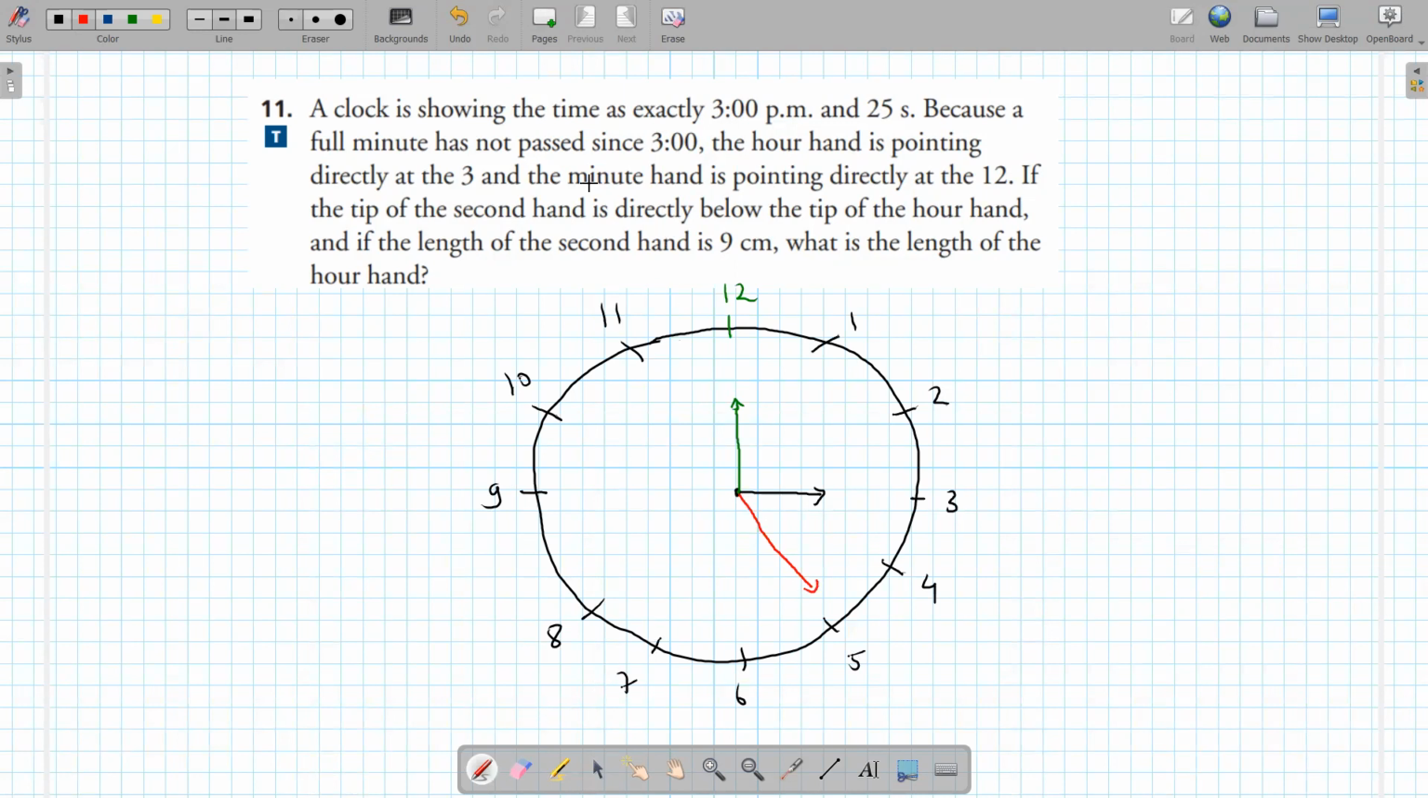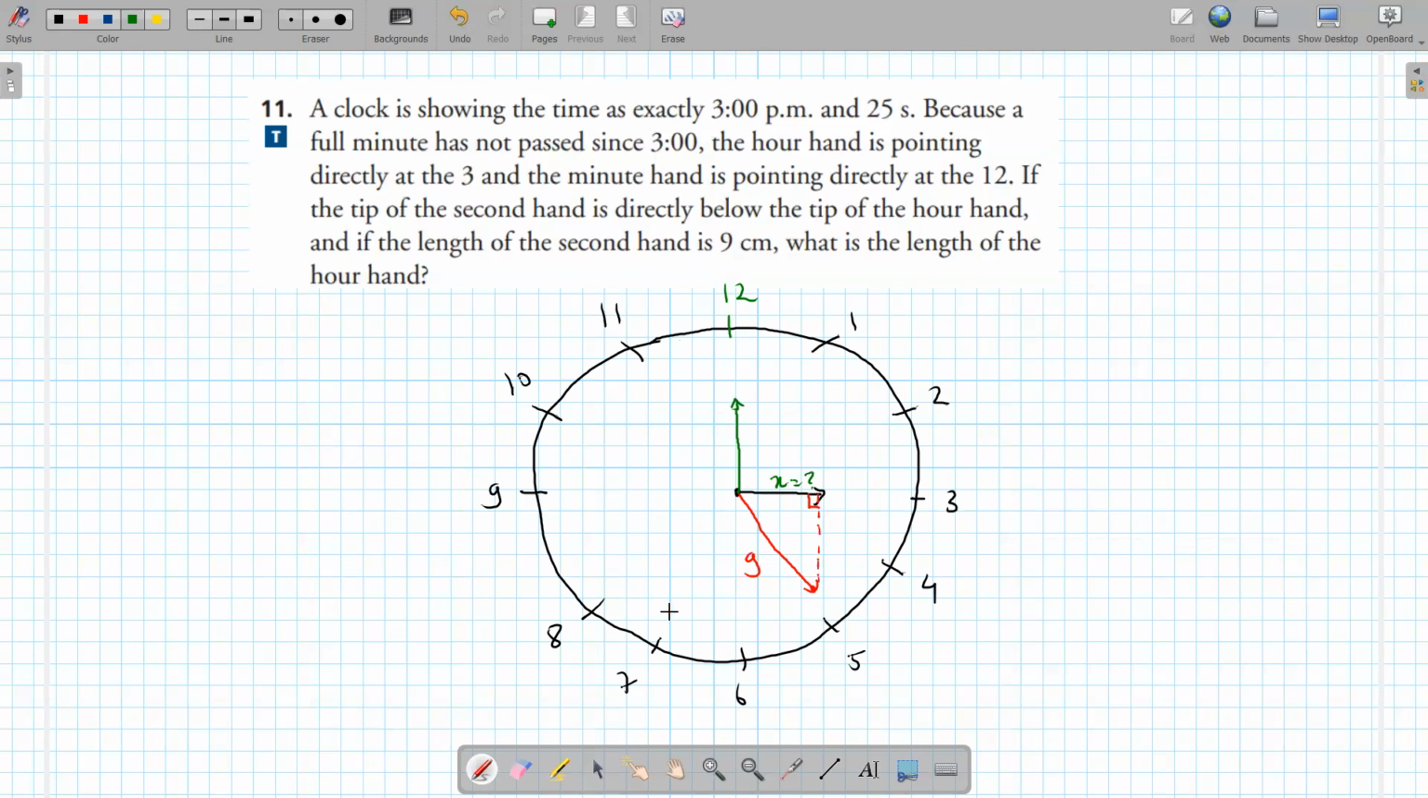If the tip of the second hand, which is this guy here, is directly below the tip of the hour hand, and the length of the second hand is 9, so we know this is 9, and it's directly below the hour hand, it's going to be 90 degrees there. And what are we trying to find? We're trying to find what is the distance of x, the length of the hour hand.